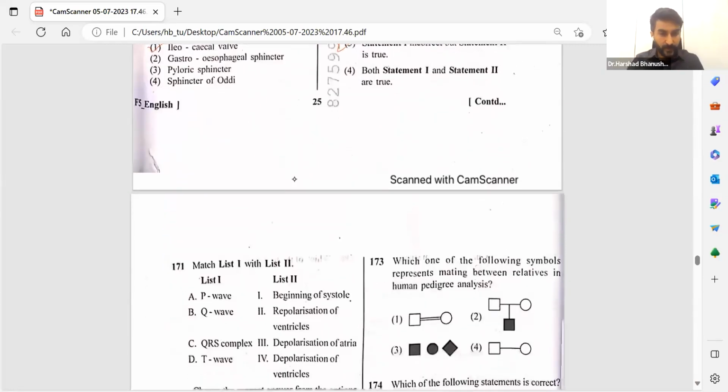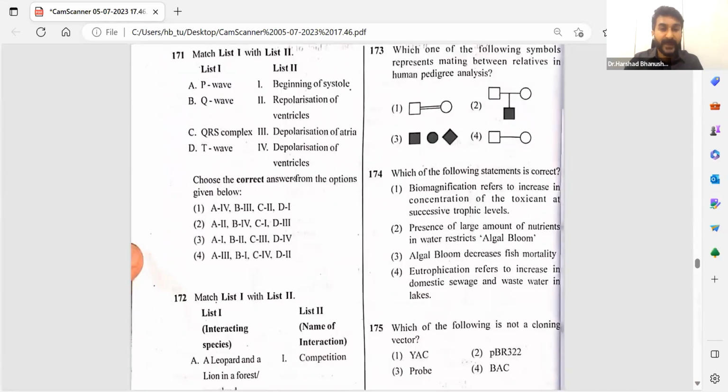We go on to the next question. P wave indicates depolarization of atria, so A would be 3. Q wave indicates the beginning of the systole of ventricle, if it's ventricle they're talking of, so B would be 1 as of now. QRS indicates ventricular depolarization, so C would be 4. And D, which is T wave, indicates repolarization of ventricle, so D will be 2. 3142, that would be option number 4.